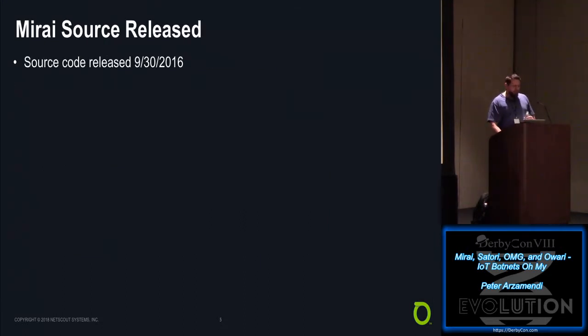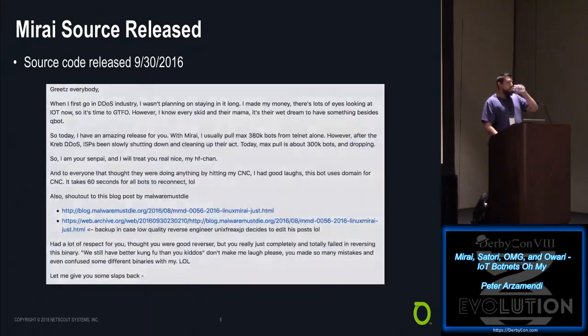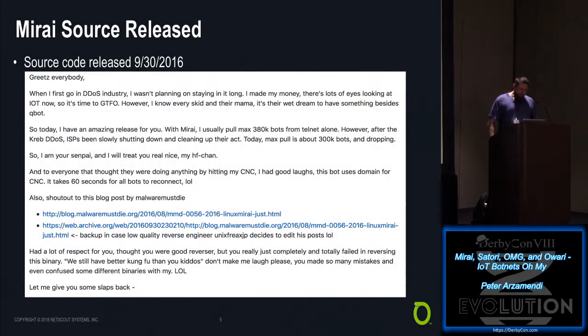Now we fast forward to September of 2016. The author of Mirai decides, hey, I'm going to open source or release my code. Pretty much talks about why he got into it, why he did it, and then released information on how to download the source, and also kind of made fun of people that were doing analysis on the bot itself.